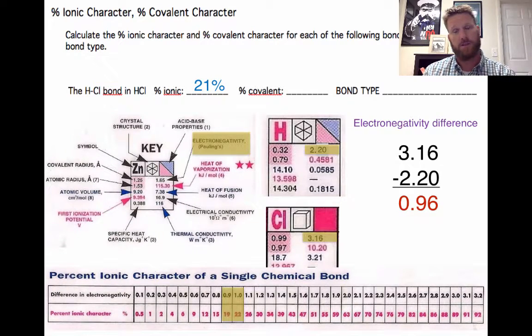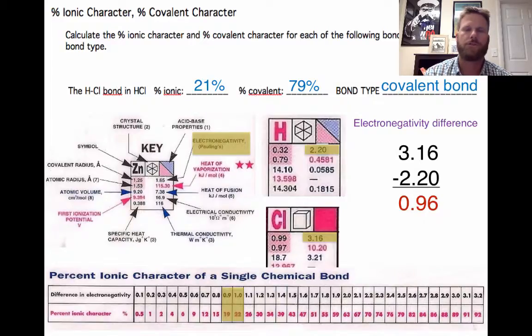So the covalent character then would be 100 minus that, or 79%. So this bond is mostly covalent, which means the bond type would be a covalent bond. So if we're greater than 50% ionic character, we're going to call that an ionic bond. If the covalent character is greater than 50%, we're going to call that a covalent bond.